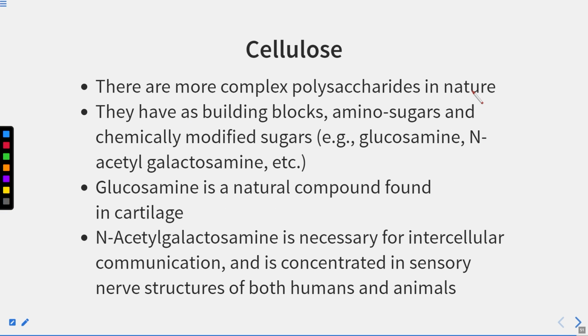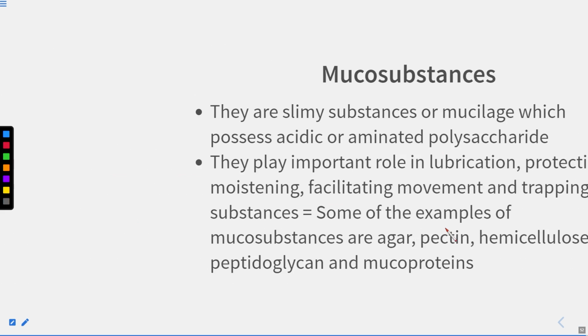They are more complex polysaccharides in nature, and their building blocks are amino sugars and chemically modified sugars, that is, glucosamine and N-acetyl glucosamine. This is found in the bacterial cell wall, and they are modified sugars. Glucosamine is a natural compound found in cartilage, and N-acetyl glucosamine is necessary for intercellular communication, and it is concentrated in the sensory nerve structures of both humans and animals.